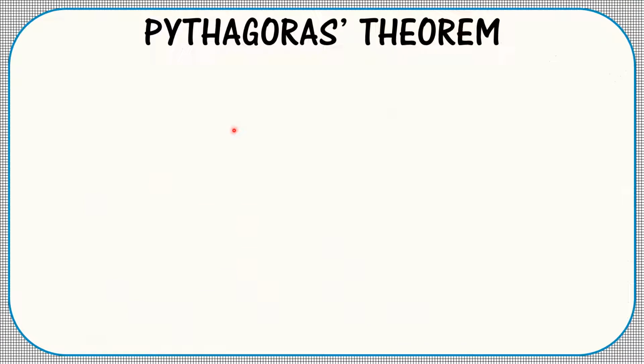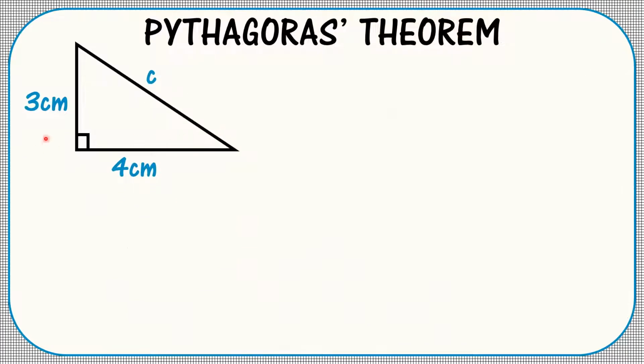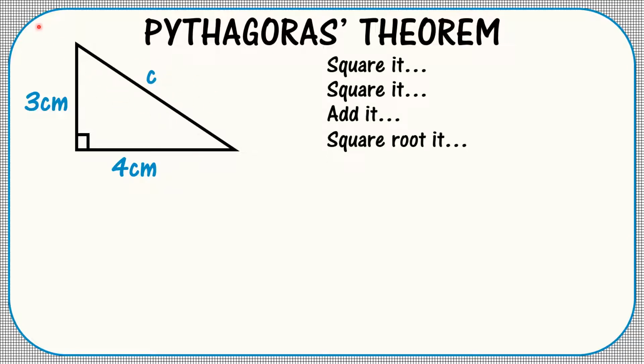Okay, let's go through a few examples. We have this right angle triangle. We have 3 centimeters, 4 centimeters, and we are looking for the value of c. Because we are looking for the longest side, what you would do is square it, add it, square root it. What I would suggest is always start with the bigger number. So 4 is a bigger number, so we'll square 4 first of all.